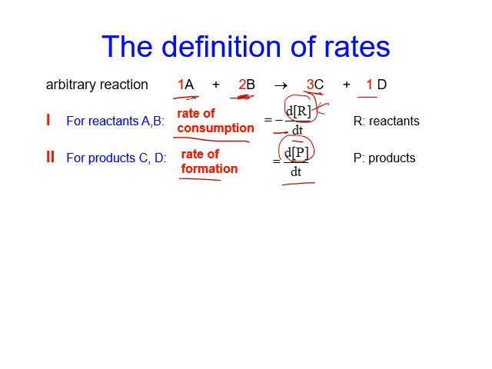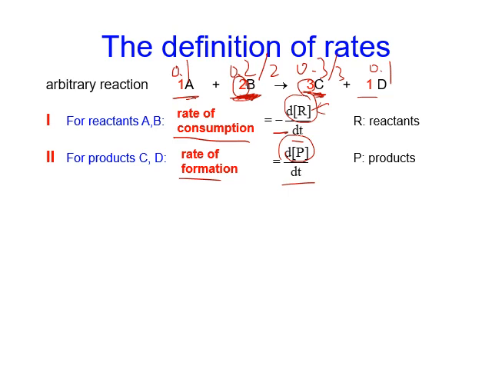Now suppose the rate for A is 0.1 moles per liter per second. Then B should be twice of it, 0.2, and C will be 0.3, and D will be 0.1. So again, you see the different substances give you different rates. However, if you divide by the coefficient, for example, the B rate is 0.2, but if you divide by 2, the coefficient, then you get 0.1. And for C, you also divide by coefficient 3, again you get 0.1. They all become the same.